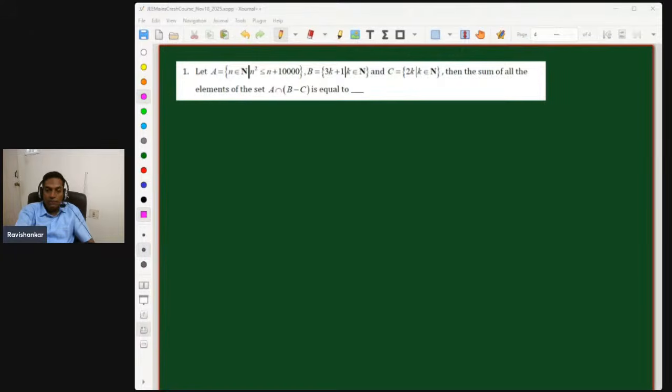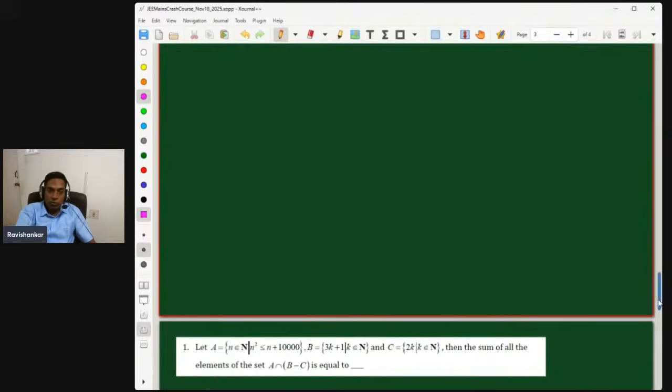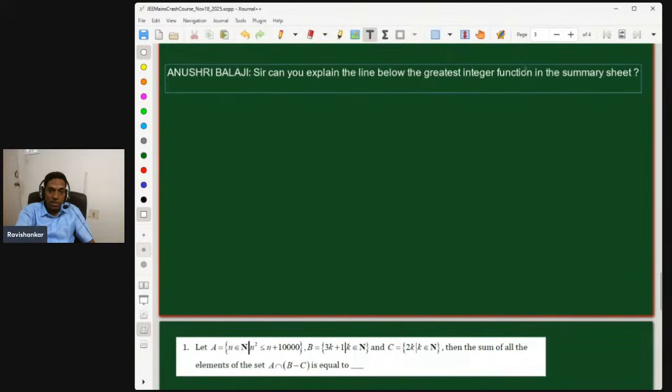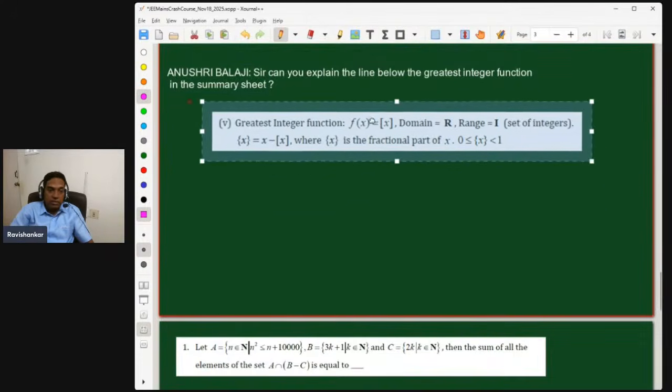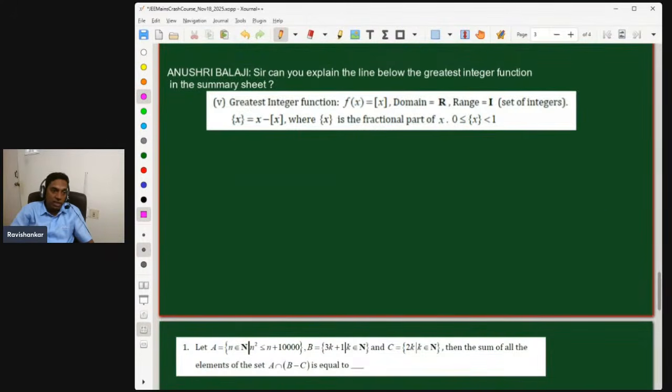Okay, you do have a few doubts. So while you are solving the question, let me answer the doubts. Anushri Balaji, can you explain the line below the greatest integer function in the summary? Okay, what I've said is x minus greatest integer x is denoted by curly brackets x. This is what you are asking, Anushri Balaji.